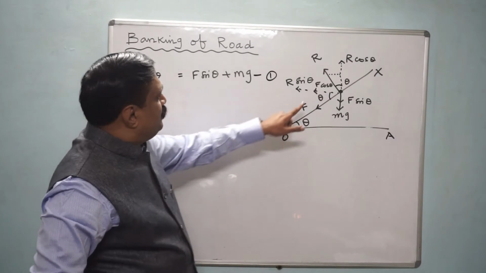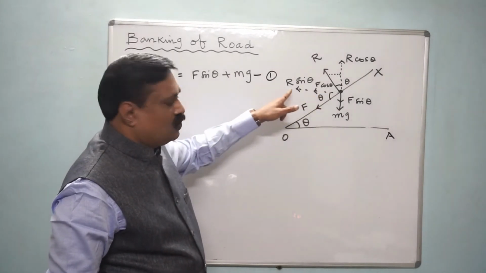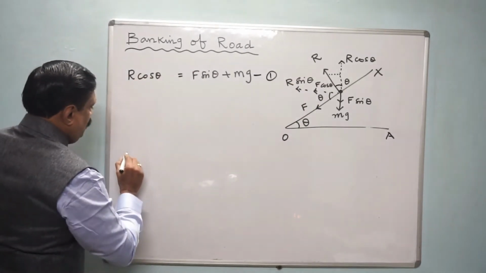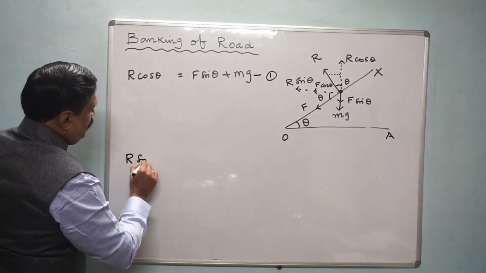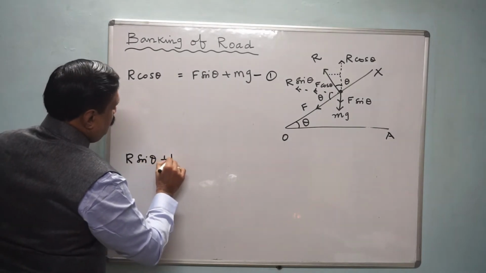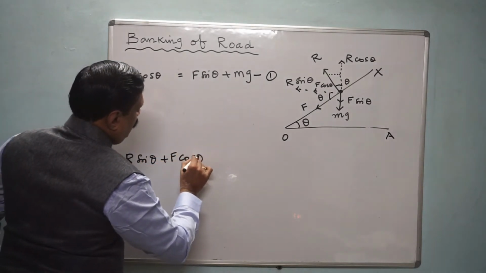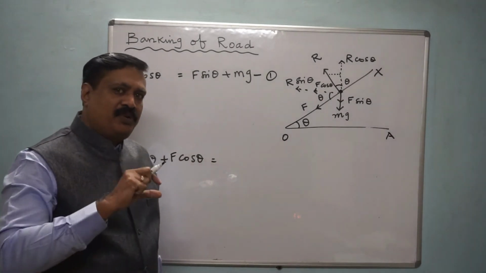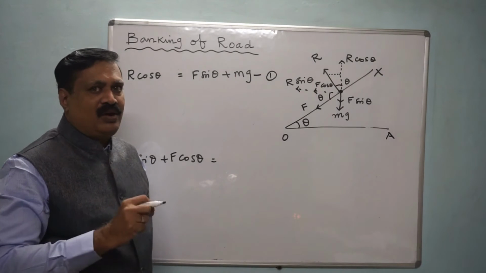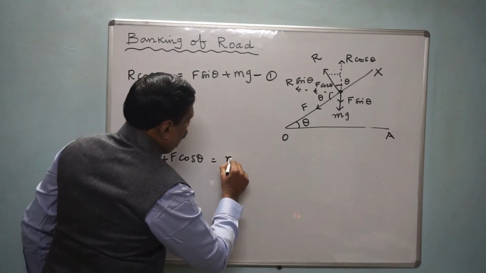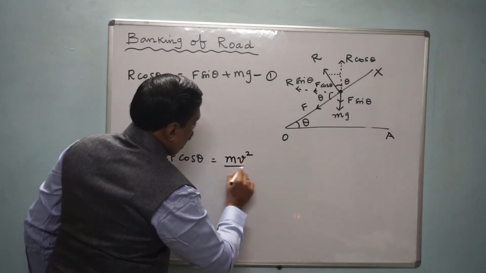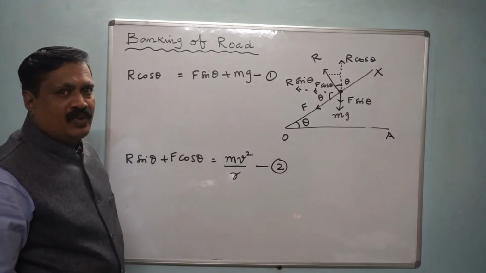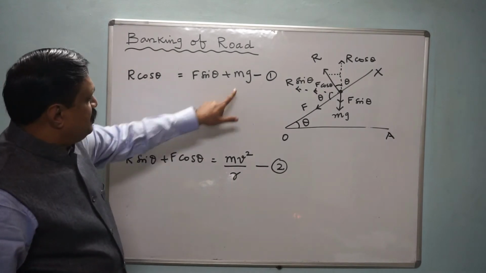Now this force F is resolved into two components. In this direction there are two forces. One is R sin theta plus F cos theta, which provides centripetal force. Already you know the centripetal force formula is mv squared by r. Therefore you can write here mv squared by r. Now this is equation 2. So we have the first equation and the second equation.